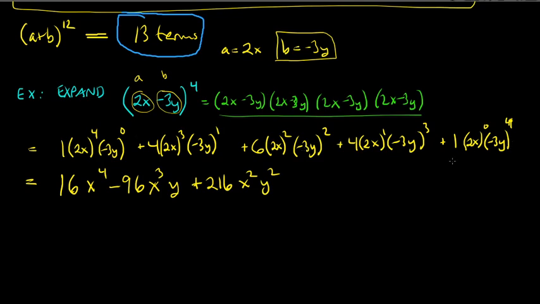Okay, and then the next term we're going to get negative 27 times 2 times 4. So negative 27 times 8 is 216 again, but it's now negative 216 times x times y cubed. And then plus, so remember, anything to the 0 is 1, so this is just negative 3 to the 4th, which is positive 81 times y to the 4th.